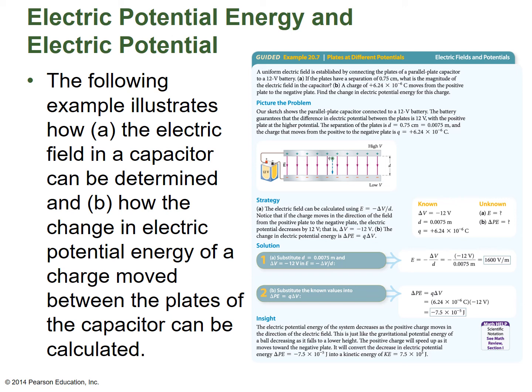A uniform electric field is established by connecting the plates of a parallel plate capacitor to a 12 volt battery. (a) If the plates have a separation of 0.75 centimeter, what is the magnitude of the electric field in the capacitor? And (b) says that a charge of plus 6.24 times 10 to minus 6 coulomb moves from the positive plate to the negative plate. Find the change in electric potential energy for this charge.